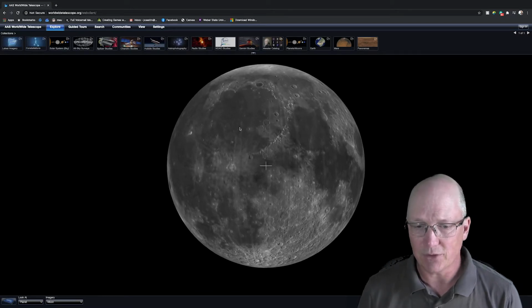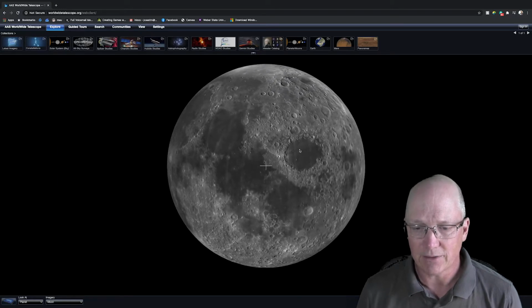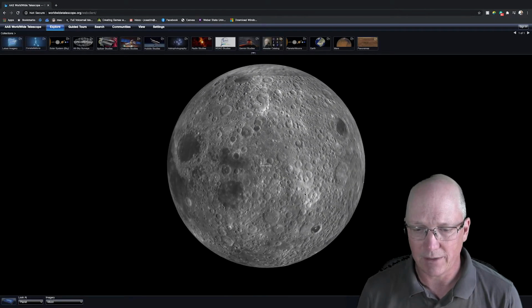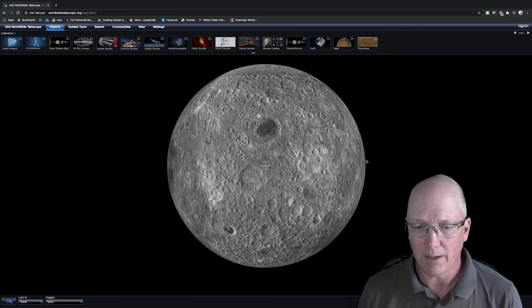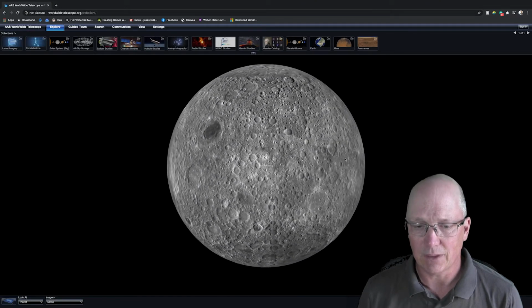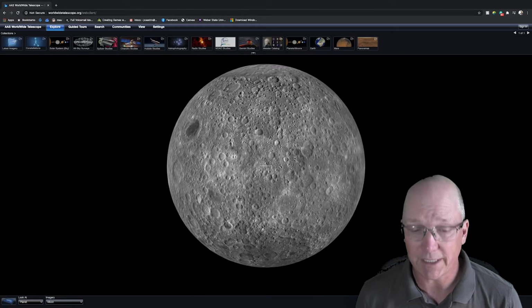This is the face of the moon you're accustomed to seeing. This is the near side of the moon, and we see that there are craters all the way around on the far side of the moon, at both poles. The surface of the moon is covered in craters.